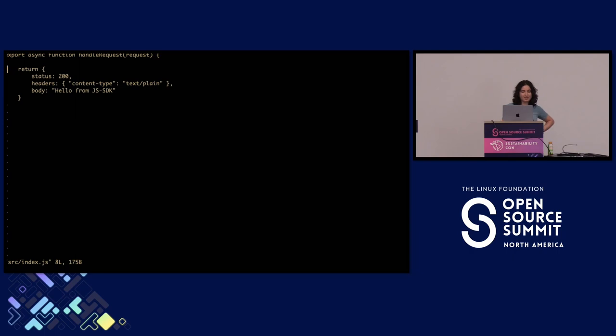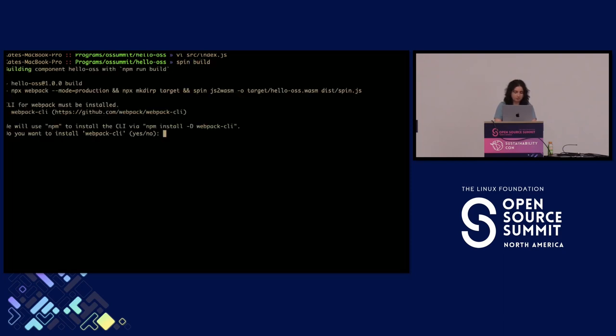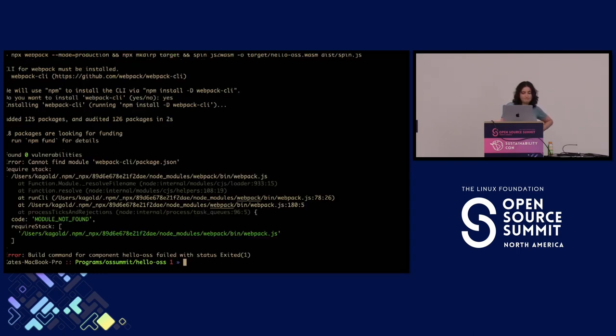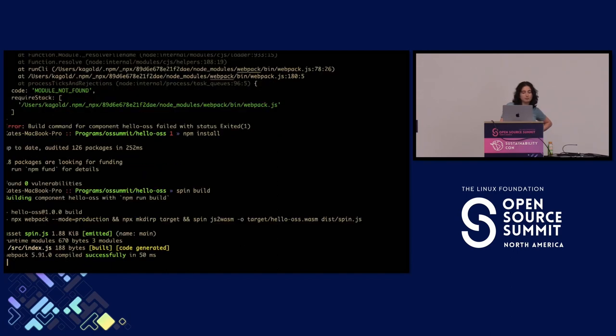So this is quite simple. It just gets an HTTP request, and it's just going to return a hello from JS SDK. Let's personalize this a little. And then our next thing we're going to do is a spin build. That's our second command. Oh, and I forgot that because this is JavaScript, I need to first install my dependencies. So you can do an npm install, or it's going to prompt me for that. Yeah, so I need to do an npm install. And now I'll have my JavaScript dependencies installed, and now I can do spin build.